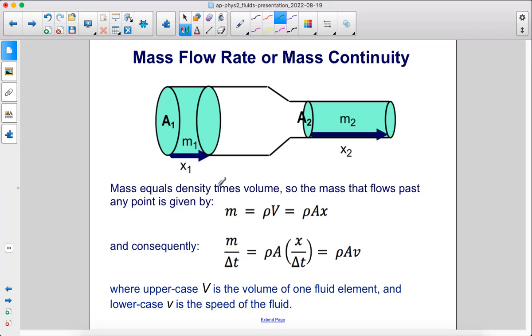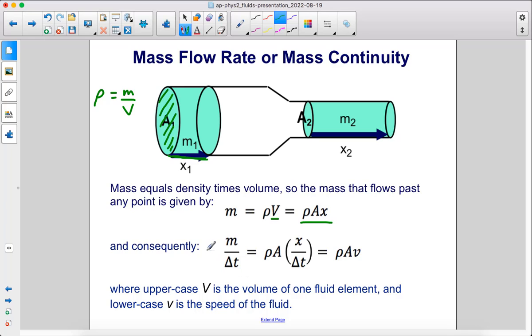Mass equals density times volume, so the mass that flows past any point is given by this equation here. So remember, density is mass divided by volume, therefore mass is density times volume. And the volume of this fluid here is going to be the cross-sectional area of the pipe multiplied by this distance here, which we'll call x1, and over there it's going to be x2. So instead of volume, we have the cross-sectional area times the displacement along the pipe.